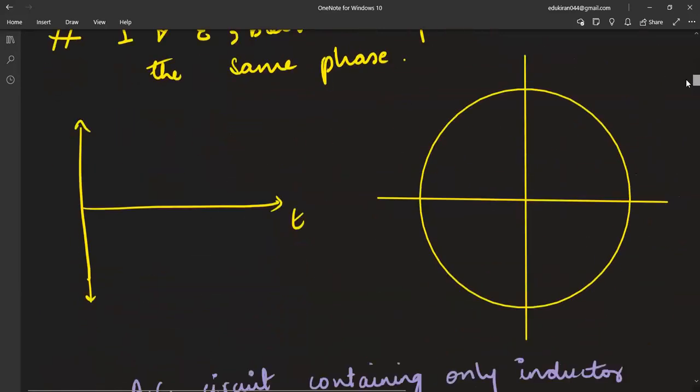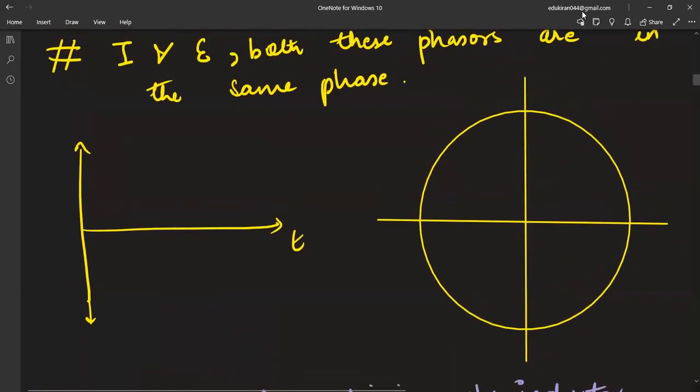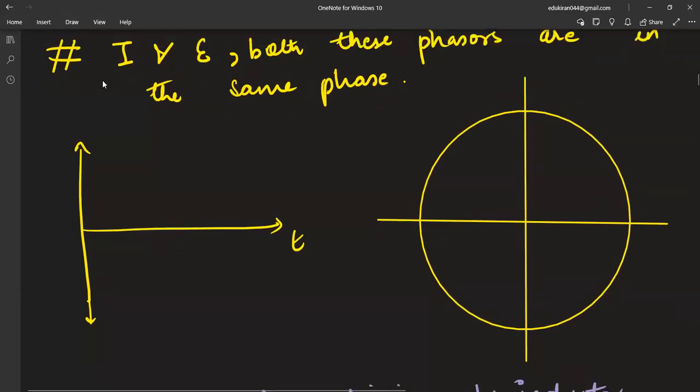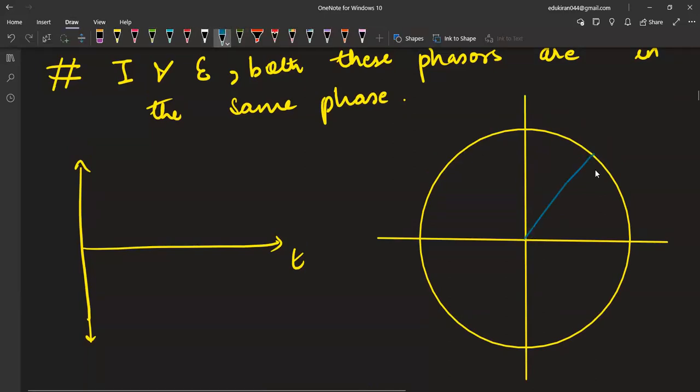Now coming to phasors. Always remember the phasors for the circuits having only resistor, they are in the same phase. That is, EMF and current both are in the same phase. For example, this is EMF. Then the value of current will also be this, subtending some angle omega t, we do not know, so subtending a certain angle. This is the phasor diagram. All right, this is how we represent a phasor diagram.